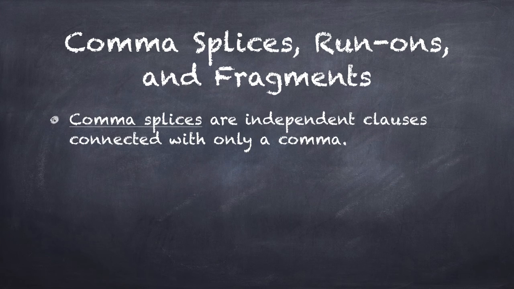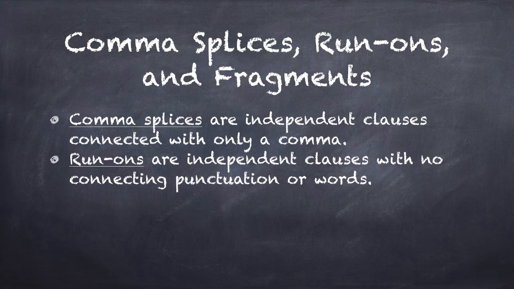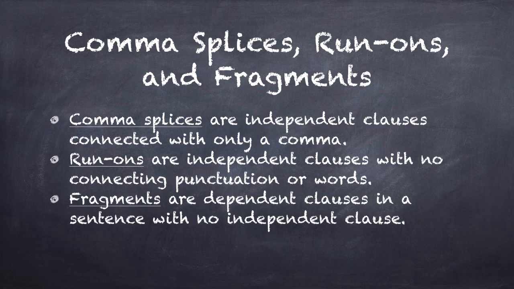Comma splices are two independent clauses connected with only a comma. Run-ons are independent clauses that have no connecting punctuation or words, and fragments are dependent clauses in a sentence with no independent clauses.